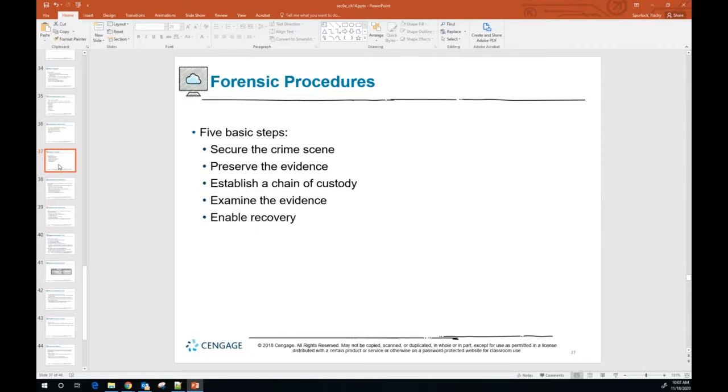When we're looking at forensics, we have 5 basic procedure steps that we need to take. We need to secure the crime scene, preserve the evidence, establish a chain of custody, examine the evidence, and then enable recovery.